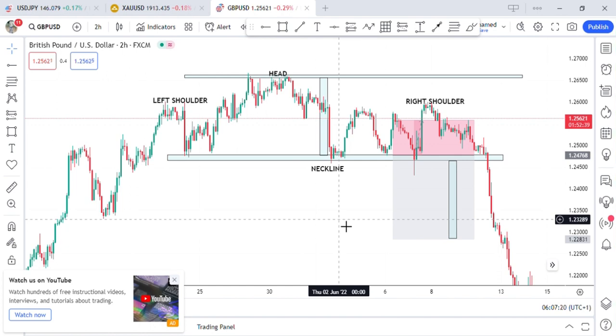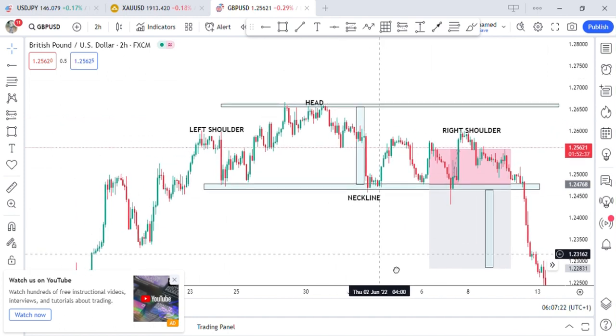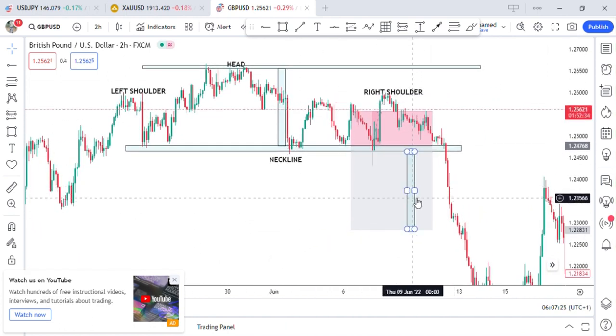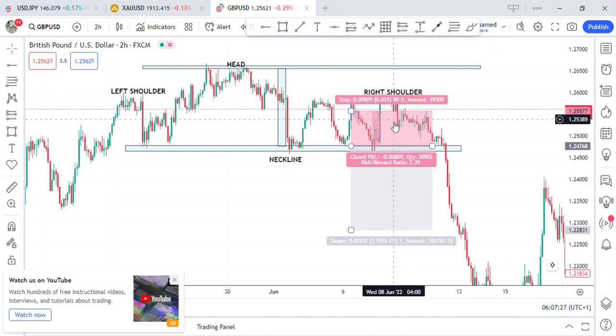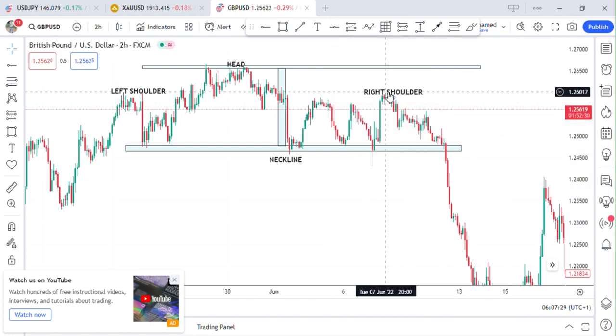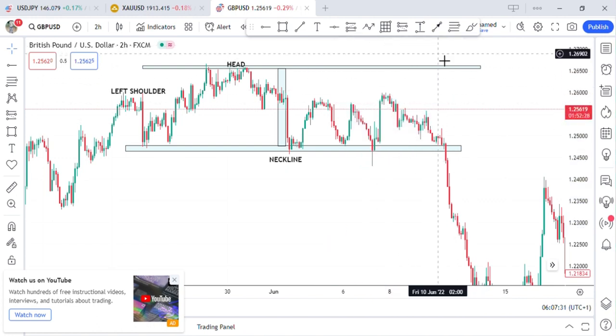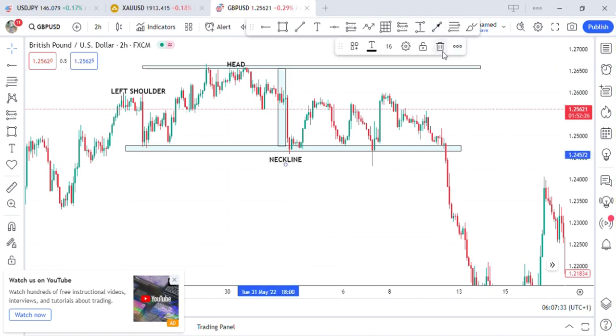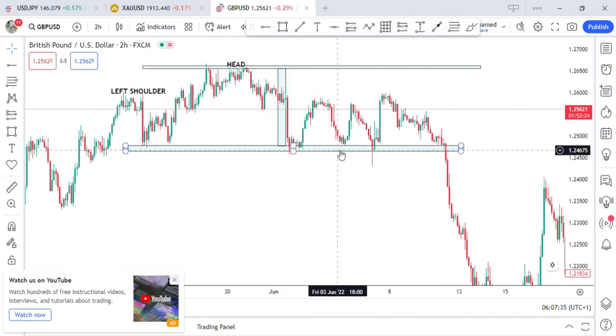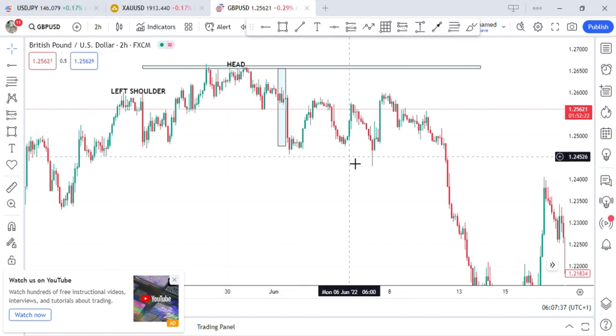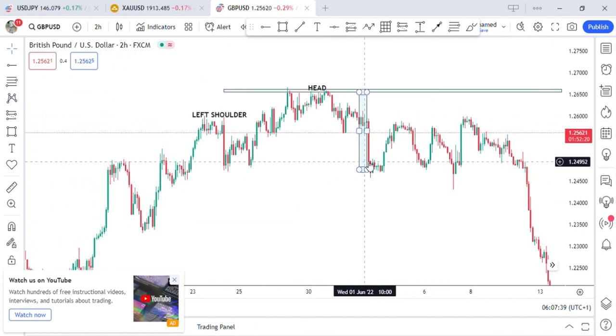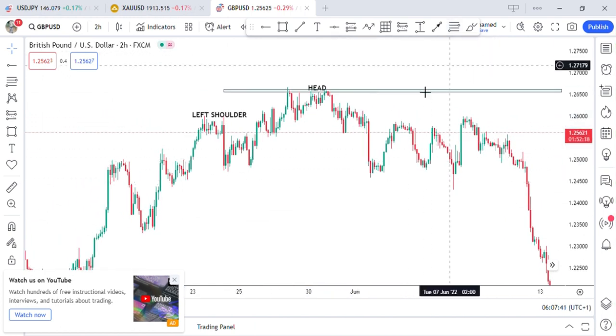I have to delete this, because you don't recognize all this in price. You don't recognize head and shoulder, you don't recognize neckline. This support line, we don't use that as an institutional trader, and this projection line, we don't need it. So I have to delete everything.